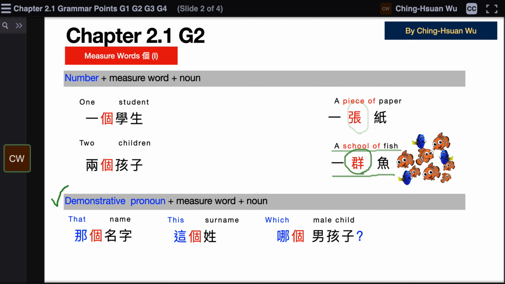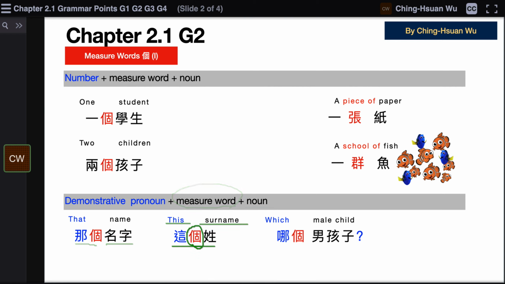The second way of using measure words starts with a demonstrative pronoun. For example, that name, 那个名字. Again, it's empty here, but in Chinese, it fits into this pattern: demonstrative pronoun, and you have a noun, the measure word is therefore required. Again, 那个名字. Next, this surname, 这个姓.